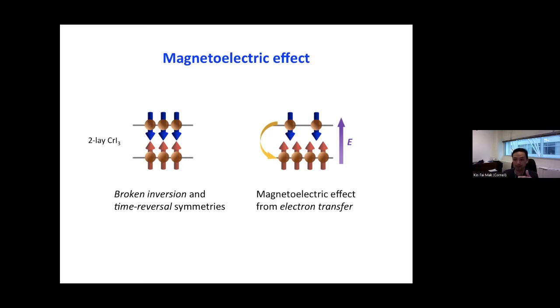It would be interesting to actually map out completely the electric field and doping diagram to see how much contribution is from this spin transfer and how much is from something else, right? For the magnetoelectric effect. Right.